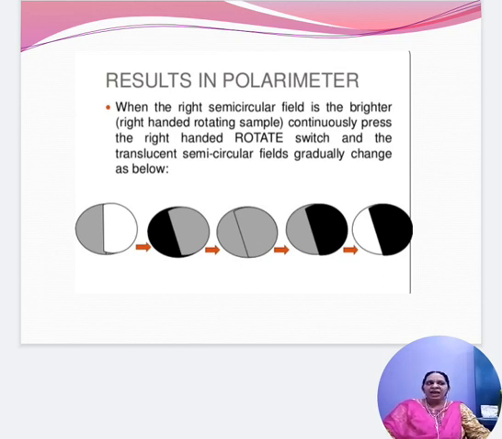Continuously press the left-hand rotated switch and the translucent semicircular fields gradually change as below. This is how the polarimeter looks through the eyepiece when we observe. You can see this type of disc when it is rotated in the clockwise and anti-clockwise direction depending upon the sample present. If it is sucrose, fructose or any other substance you are using, you will observe a pattern like this where the dimness is changing. The intensity of the light radiation is changing.